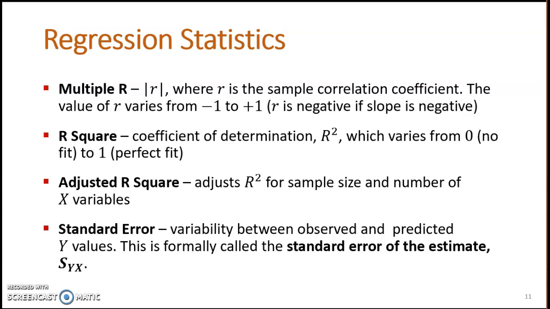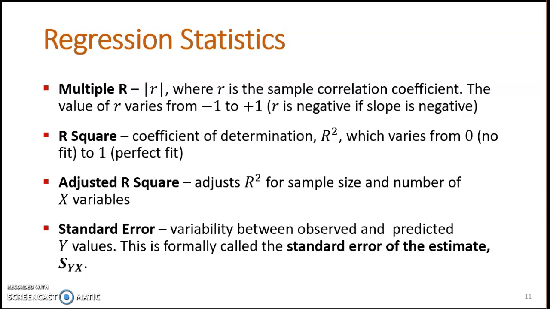R square is called the coefficient of determination. It is a measure of how well the regression line fits the data. It varies from 0, no fit, to a perfect fit, where you get R square equals 1. Then we have adjusted R square. It is a statistic that modifies the value of R square by incorporating the sample size and the number of explanatory variables in the model. This will be useful when we are comparing one model with another model. And we will look at the adjusted R square more deeply when we talk about multiple linear regression later.